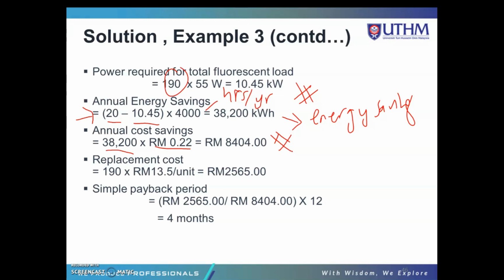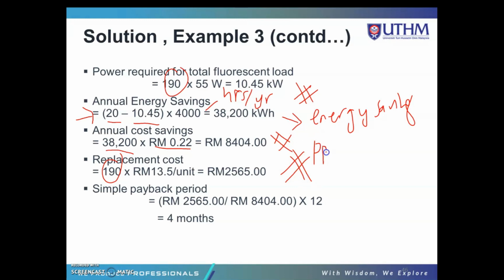So the replacement cost is, we know the quantity is 190 times 30 ringgit and 50 cents per unit. Then you get 2,565. Then you can calculate the simple payback period.